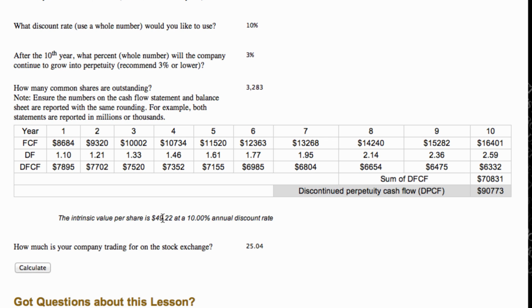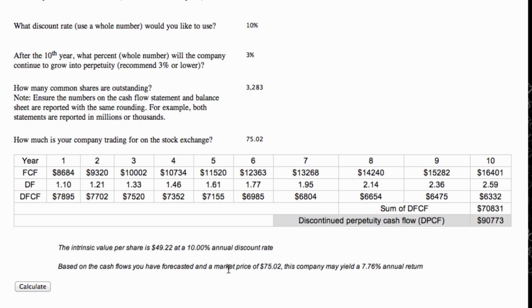So we added a final step in here that doesn't force you to go through trial and error by adjusting this discount rate up here until it equals the market price. All you've got to do is input this last field. It says, how much is your company currently trading for on the stock exchange? And that's where we would enter $75.02. When we hit calculate, it's going to tell us the discount rate that gives us that market price. Okay, so when we enter it, it says based on the cash flows you have forecasted and a market price of $75.02, this company may yield 7.76% annually.